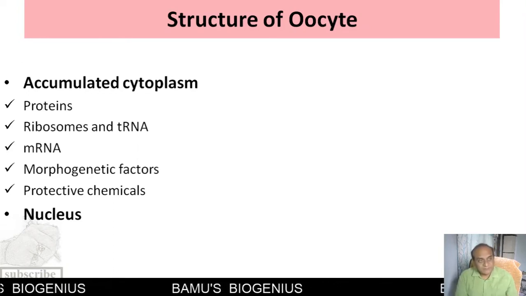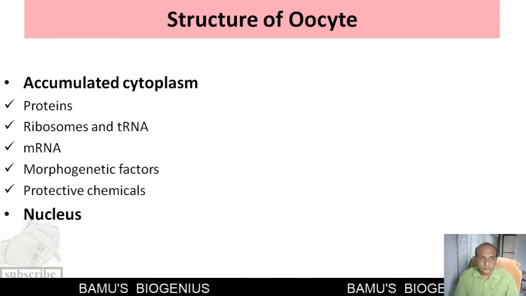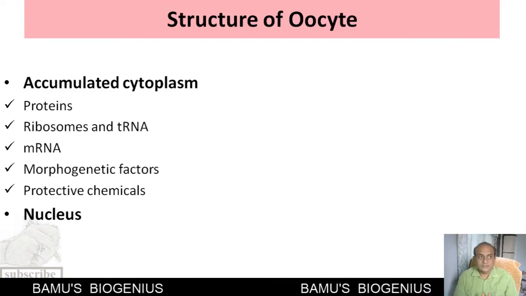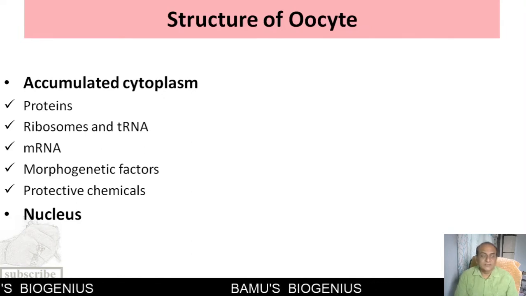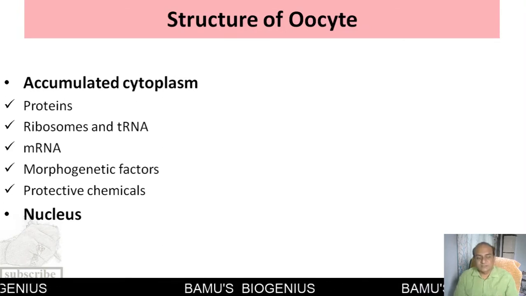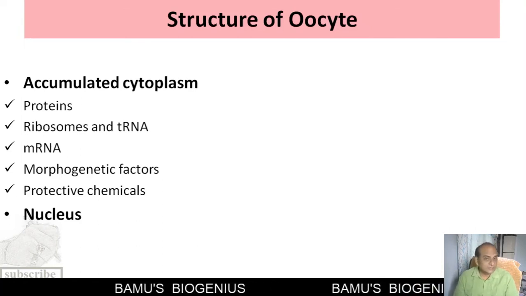Now, in case of amphibians, you will see that lampbrush chromosomes are there. These lampbrush chromosomes are responsible for synthesis of ribosomes. These ribosomes are synthesized from a ribosomal RNA, and these ribosomal RNAs are synthesized from the ribosomal DNA. Now this ribosomal DNA is amplified so that it can produce a number of ribosomal RNAs, and these ribosomal RNAs then can give rise to ribosomes.